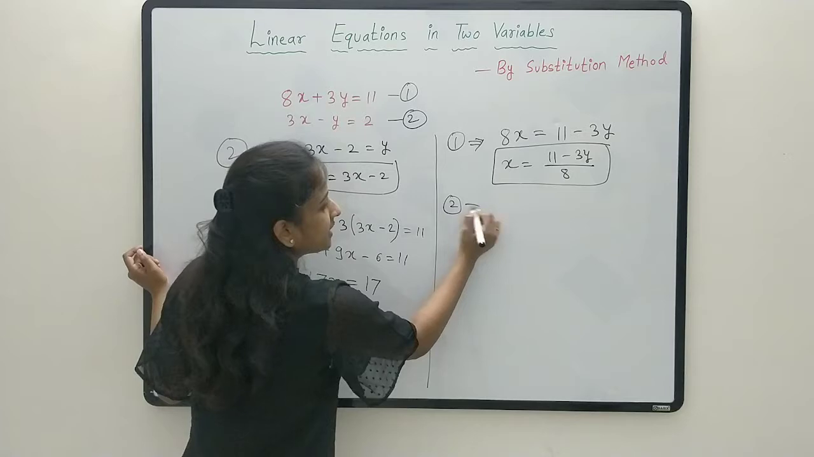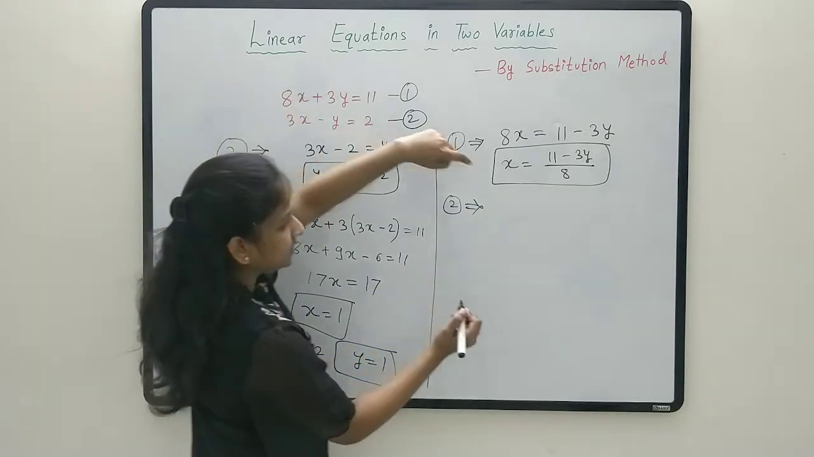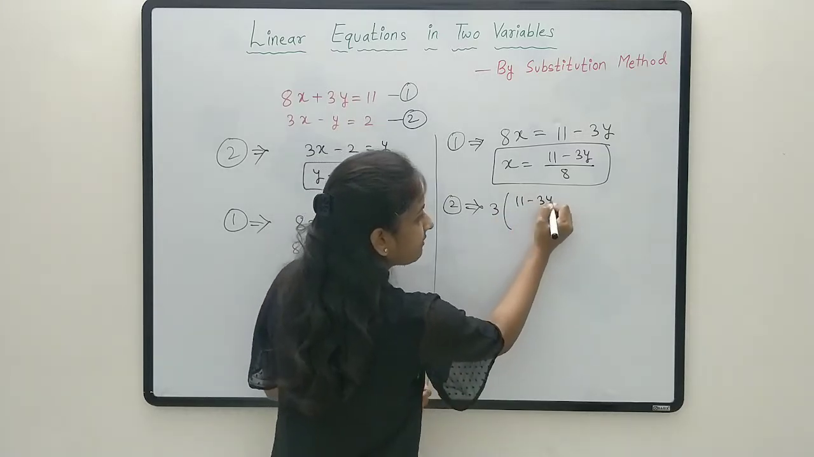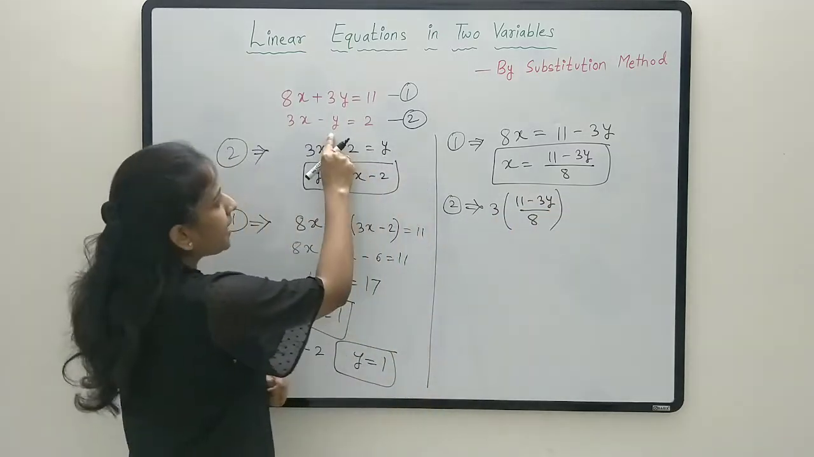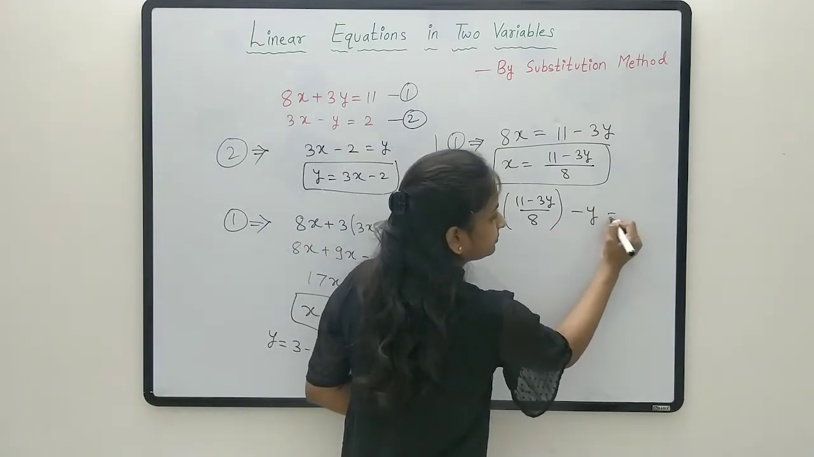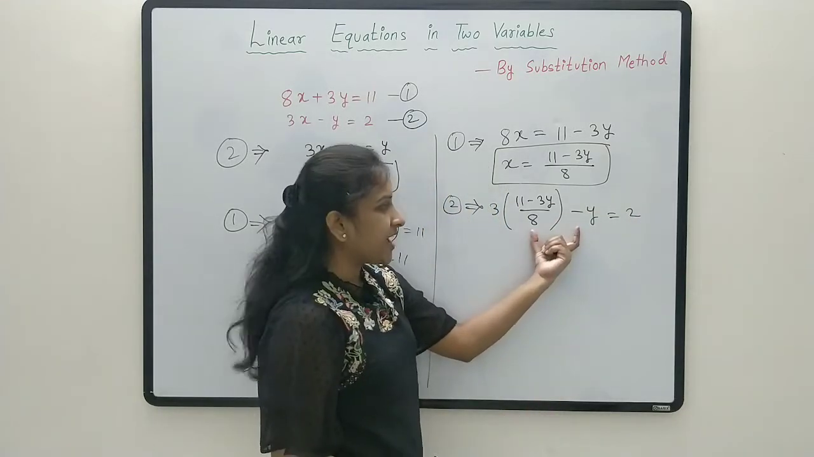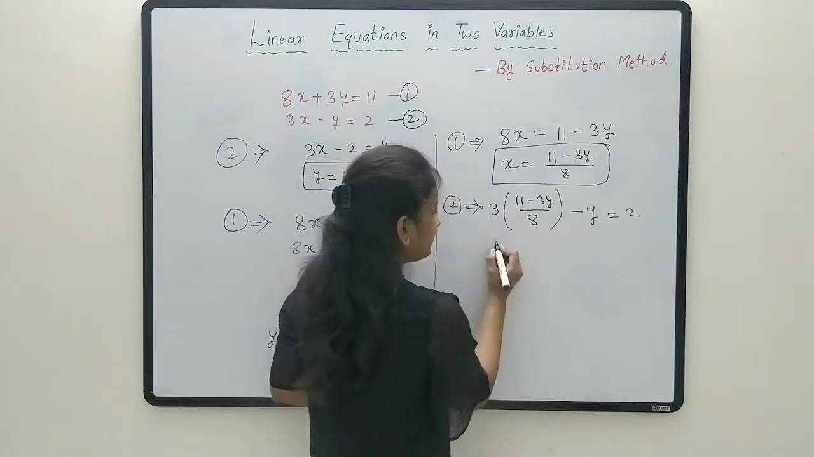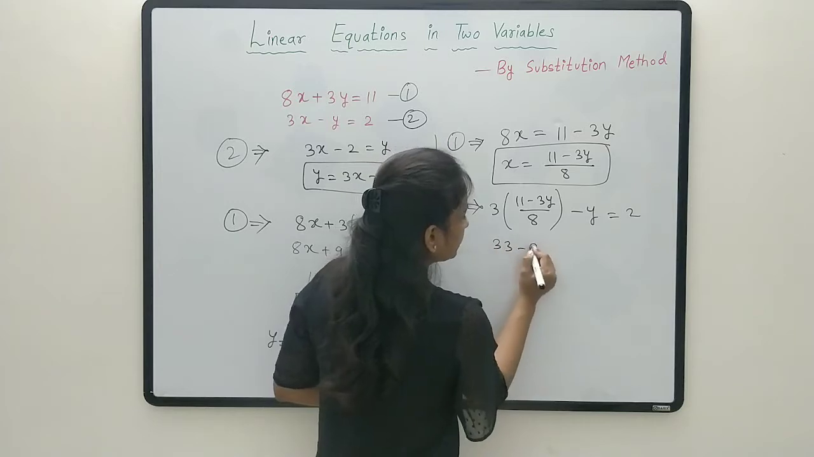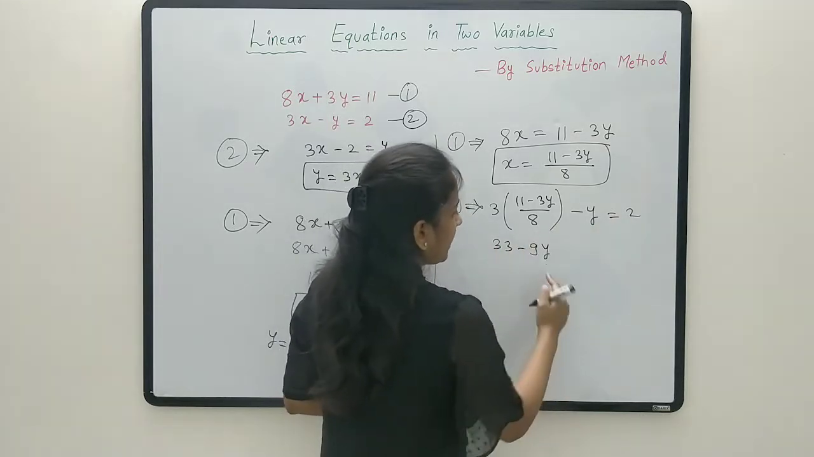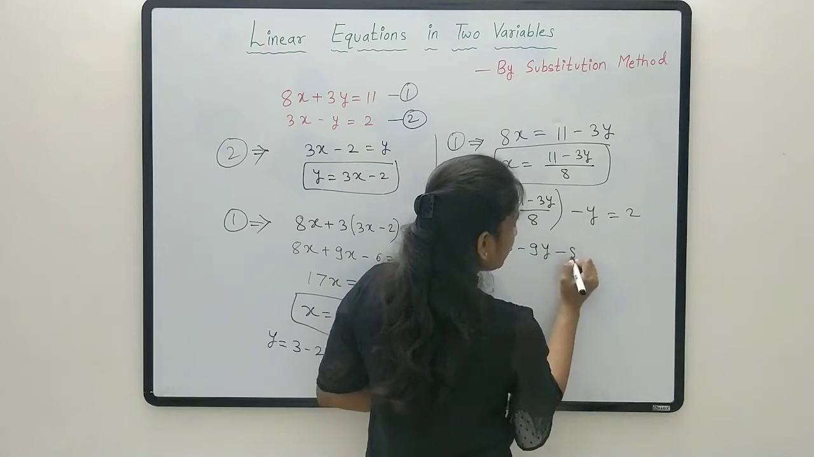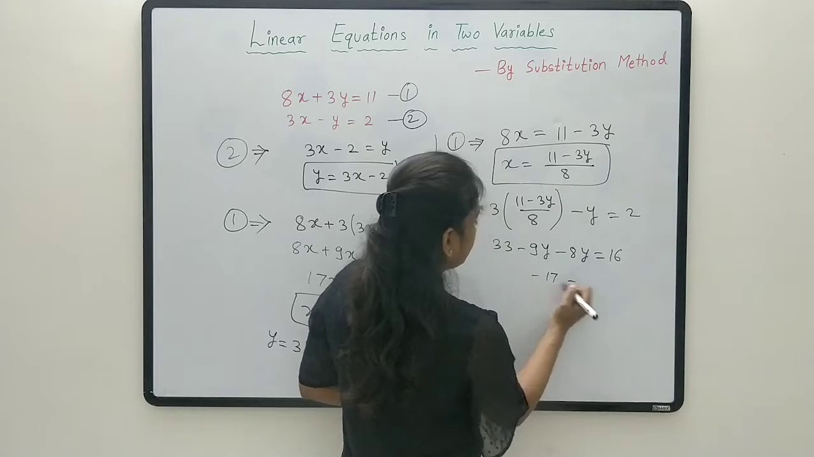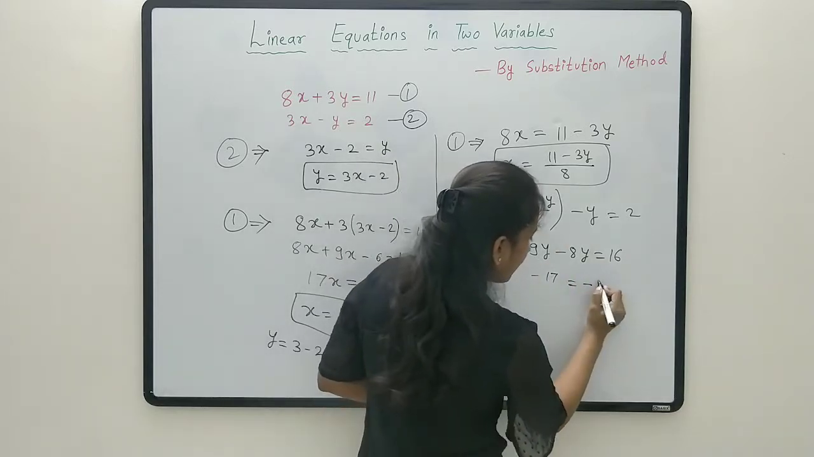Now equation 2 becomes 3 into x, 3 into this term. 3 into 11 minus 3y by 8, minus y equal to 2. Now let's solve this. Here we have eliminated the x term, only the y variable is there. Now this multiplication is 33 minus 9y. Here I am sending 8 on this side. So it will be minus 8y is equal to 16. So this is minus 17y. 33 on that side means minus 17y.